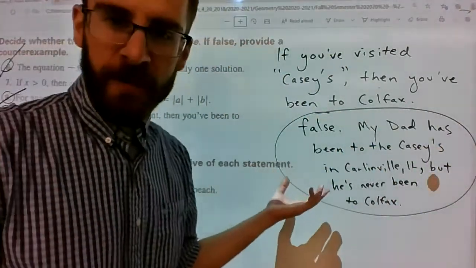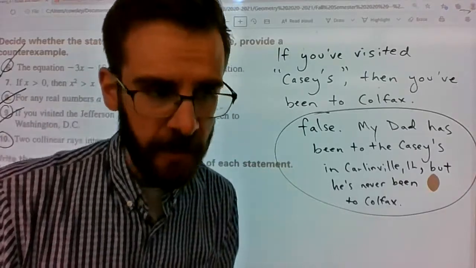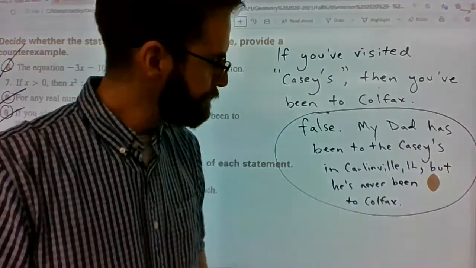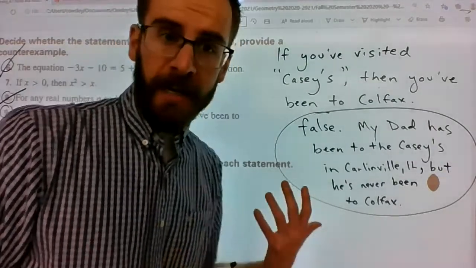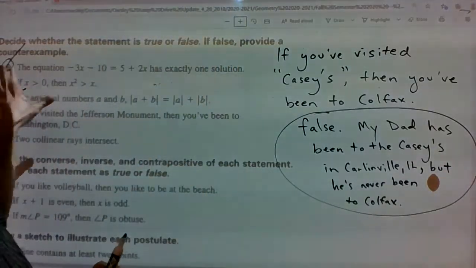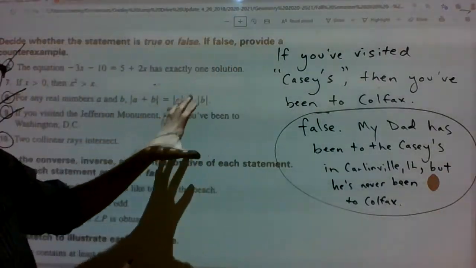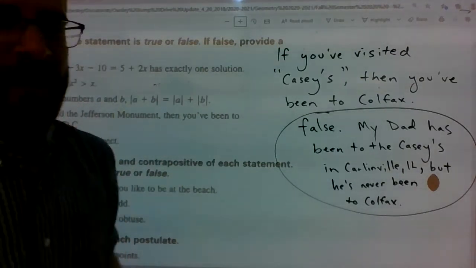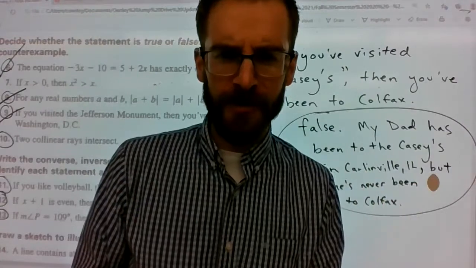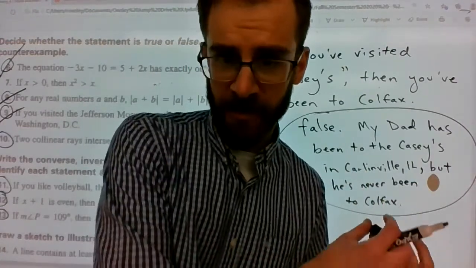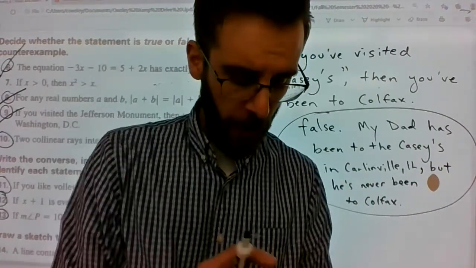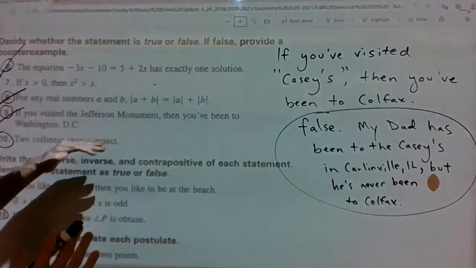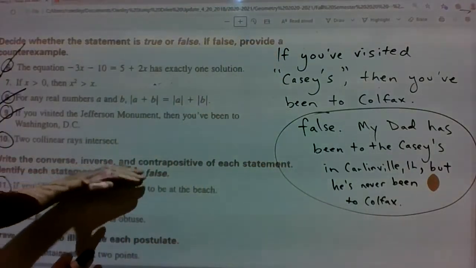Now, you guys don't have to be so specific as that. You could have said, there are Casey's in towns other than Colfax, Illinois, but that's what it means mathematically to declare a statement true or false and then provide some kind of counterexample or reasoning. Because you just can't say true and false things without actually backing it up with a counterexample. All right, guys. I'm going to stop the video, and then we will talk about converse, inverse, and contrapositive.